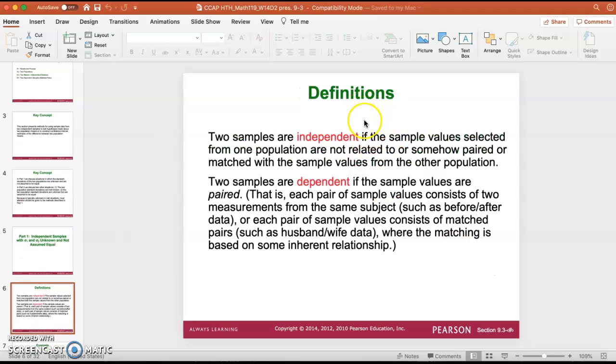Now just to define independent and dependent in this context, with analyzing two means, we say two samples are independent if the sample values selected from one population are not related to or somehow paired or matched with the sample values from the other population. And then we say two samples are dependent if the sample values are paired. That could mean each pair of sample values consists of two measurements from the same subject, such as before or after data. That's probably the most common pairing. Or each pair of sample values consists of matched pairs, such as husband-wife data, where the matching is based on some inherent relationship that's already existing.